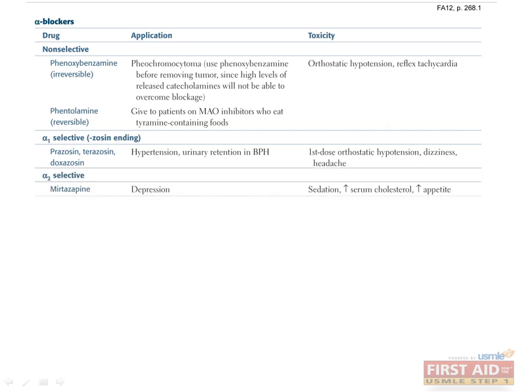Mirtazapine is an alpha-2 selective drug that is used to treat depression. Blocking alpha-2 leads to increased outflow of catecholamines. Toxicities include sedation, increase in serum cholesterol, and enhanced appetite.